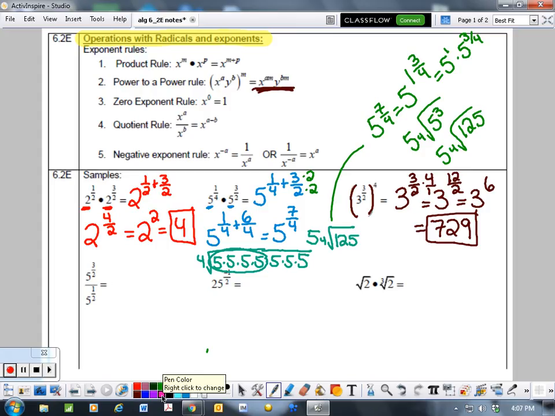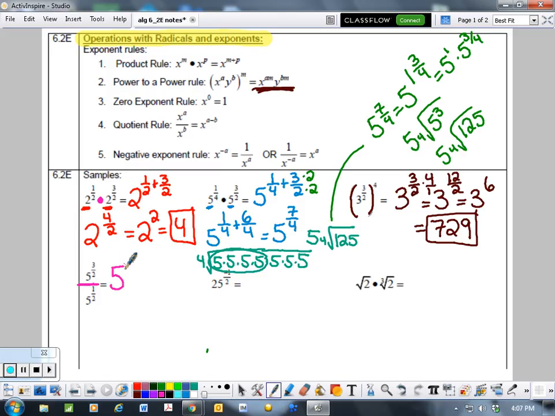5 to the 3/2 power over 5 to the 1/2 power. Because it's division: when it's multiplication, we added; when it's division, we subtract. So that's a relationship. Multiplication turns into addition of exponents. Division turns into subtraction. And I can do that because these are both base 5. If they weren't the same base, there's no way I could combine them.